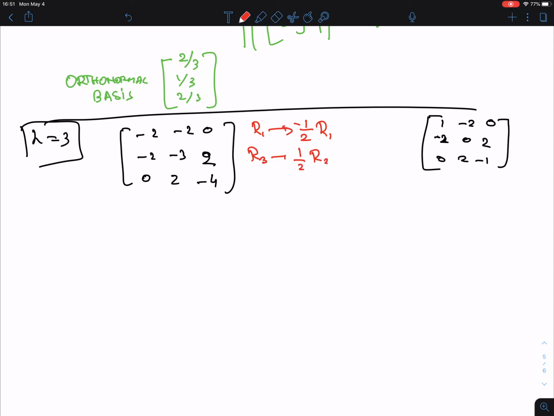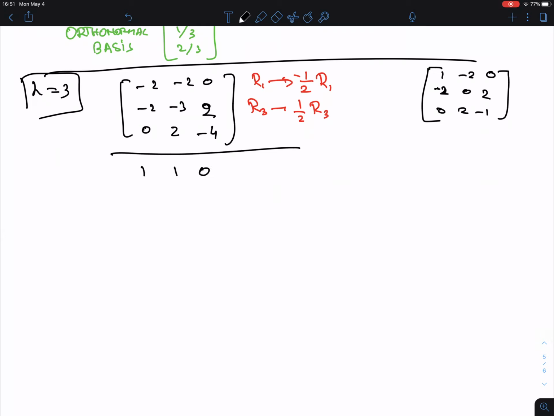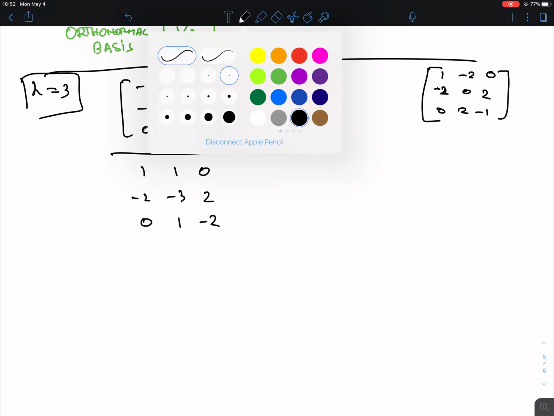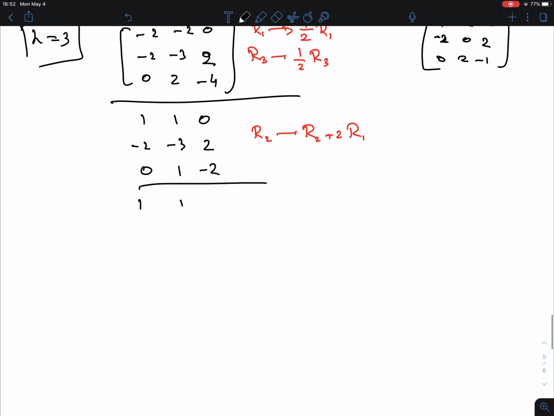It's not necessary. Sometimes I don't do this. I just work with one pivot at a time, but okay. So this is 1, 1, 0, minus 2, minus 3, 2, and then 0, 1, negative 2. Okay, so the next thing I want to do is row 2 plus 2 times row 1. So that is 1, 1, 0, 0, so I'm multiplying this with 2 and add, so 2 minus 3 is minus 1, and then there's a 2, and then 0, 1, negative 2.